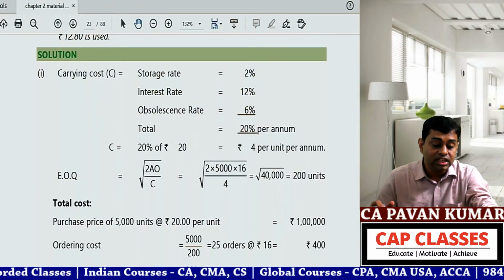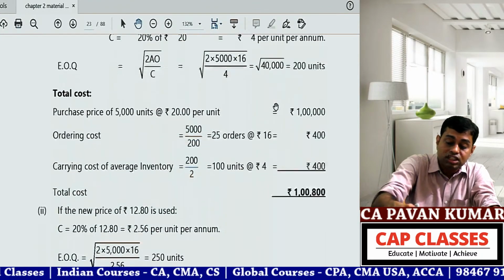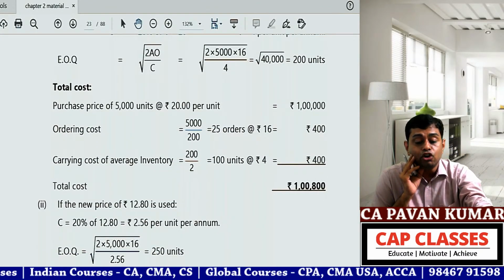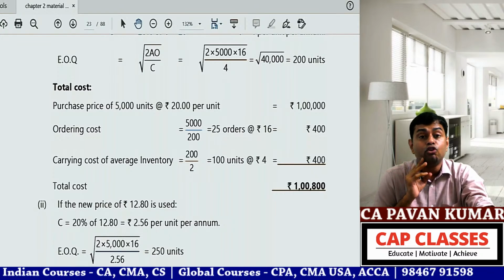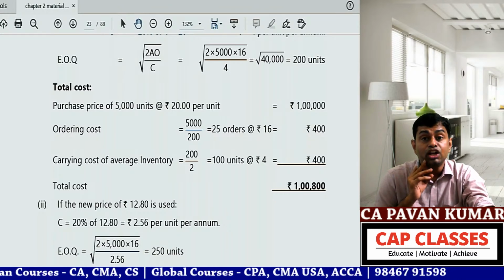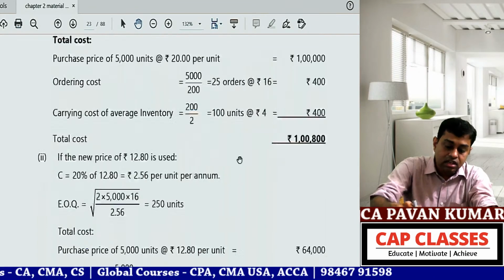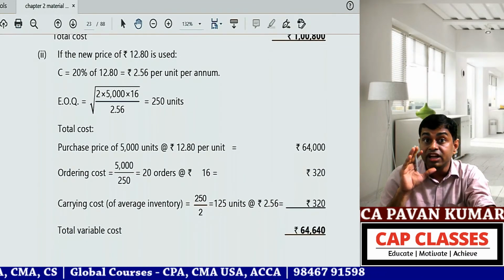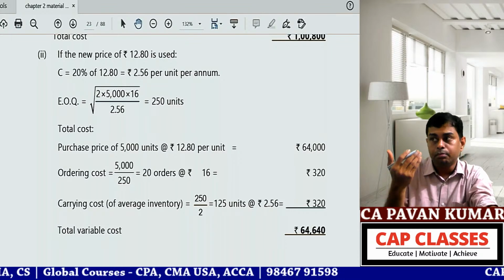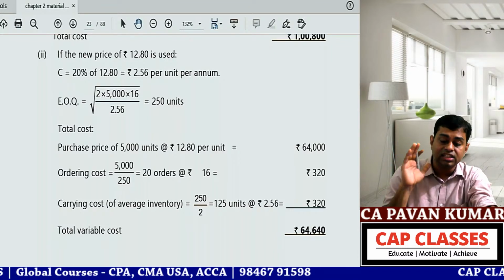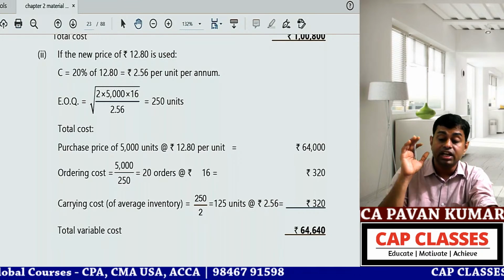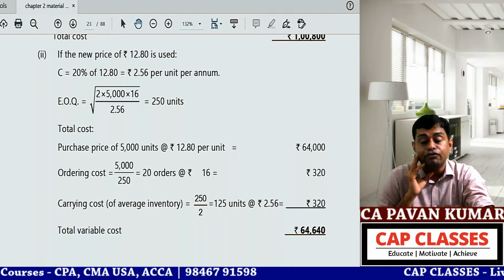Okay, so this is question number 4. Check the answers. Did we get 200 EOQ, 1 lakh purchase cost, 400 ordering cost, 400 carrying cost, total cost 1 lakh 800 in the present situation? Yes. Then when the price is revised, did we get 250 EOQ? Yes. Purchase cost 64,000 we have got. Yes. Ordering cost 320, carrying cost 320, total cost 64,640.